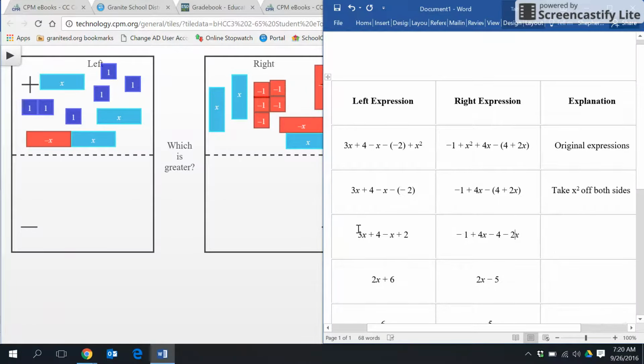And what we can see is we still have that 3x. We still have the plus 4, but we also have that plus 2. That minus and negative has turned into just plus 2. And we still have our minus x right there. Over here, got my minus 1, my minus 4. I've now got 4x's, minus 2. So I flipped from minus to plus.